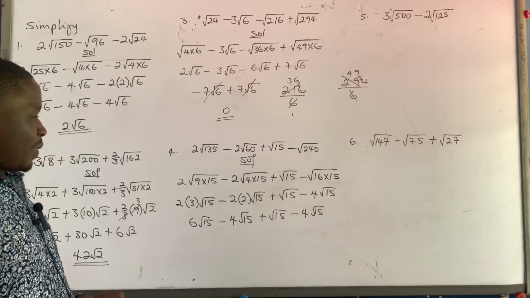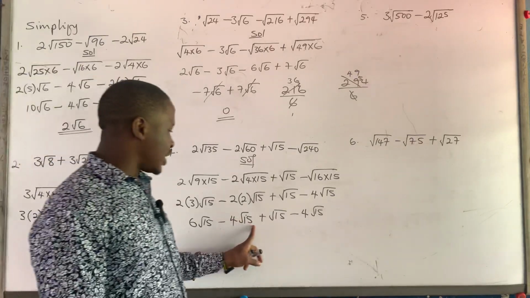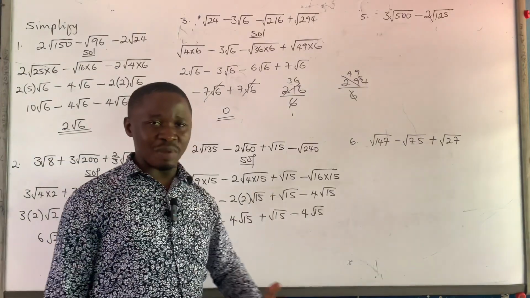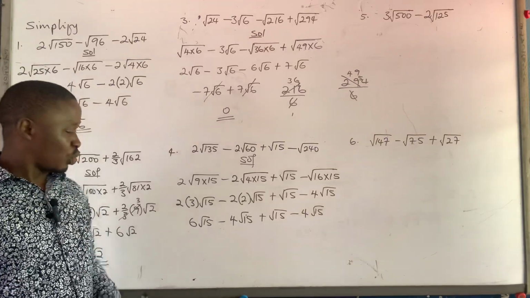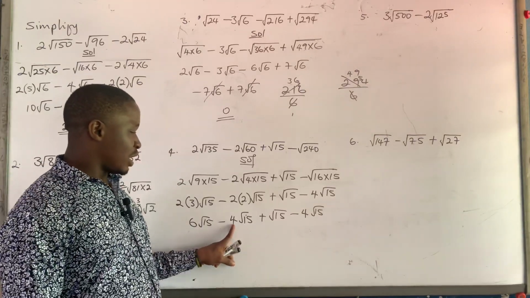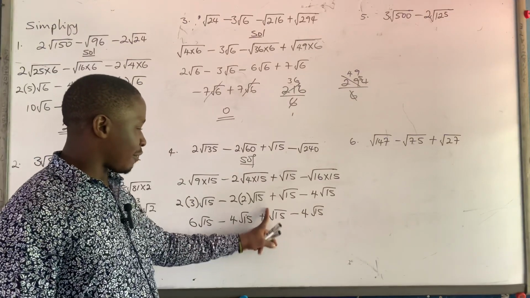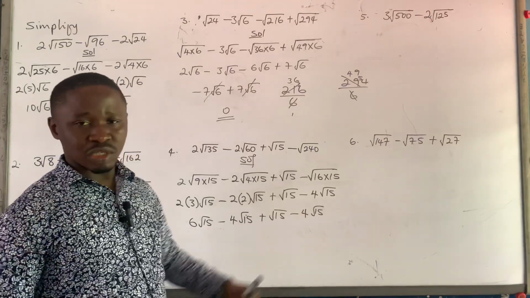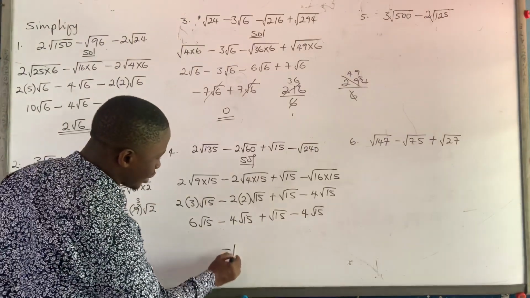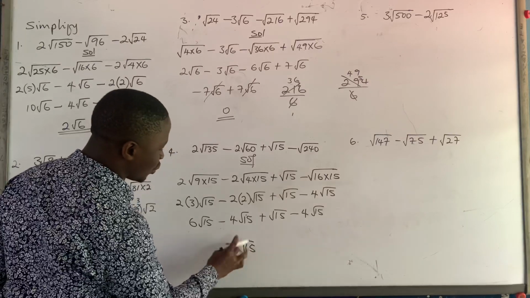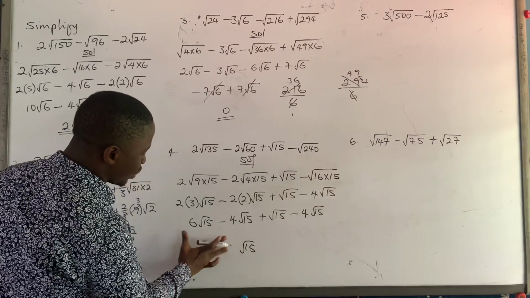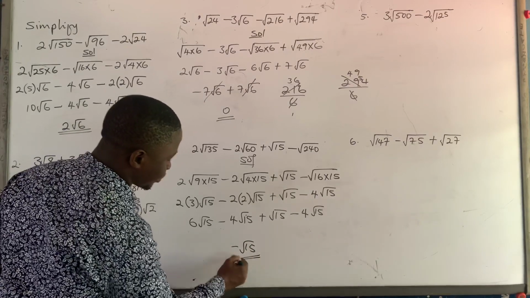Okay. So root 15, root 15, root 15, root 15. All of them are the same. So it is easy to do. 6 minus 4 is 2. 2 plus 1 is 3. 3 minus 4 is minus 1 root 15. So we don't necessarily need the 1. We can simply say minus root 15.